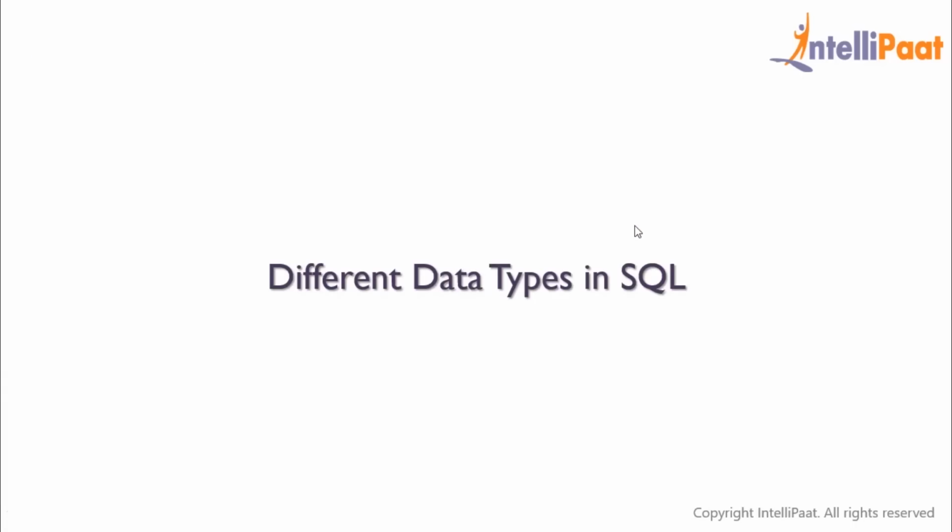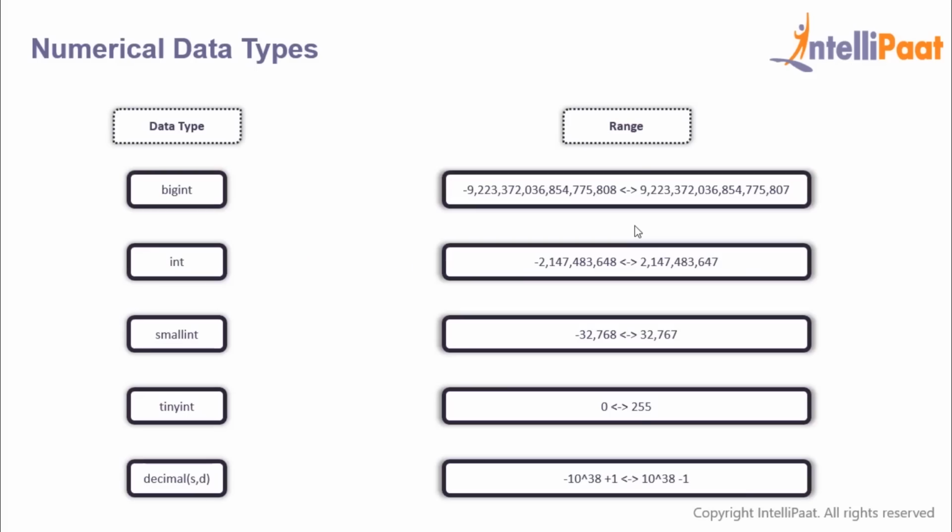Now that we've understood what exactly data types are, let's have a look at the different data types available in SQL. Let's start with the numerical data types. We have the BIGINT data type, which helps us to store really big values. You can see the range of BIGINT over here. Then we have the INT data type, which helps us to store reasonably big values. After that we have the SMALLINT data type, and the range of SMALLINT is from minus 32,768 to 32,767. Then there's TINYINT, and the range is only between 0 to 255.